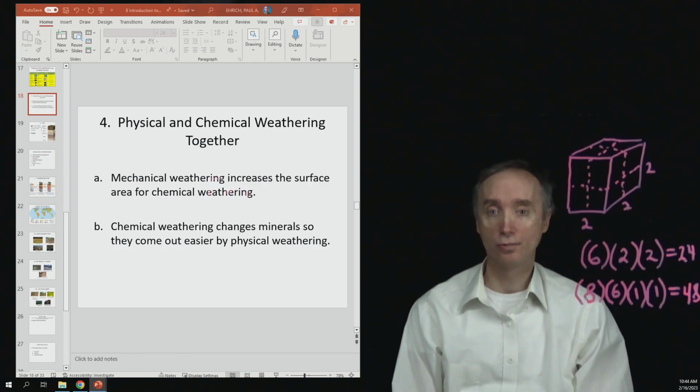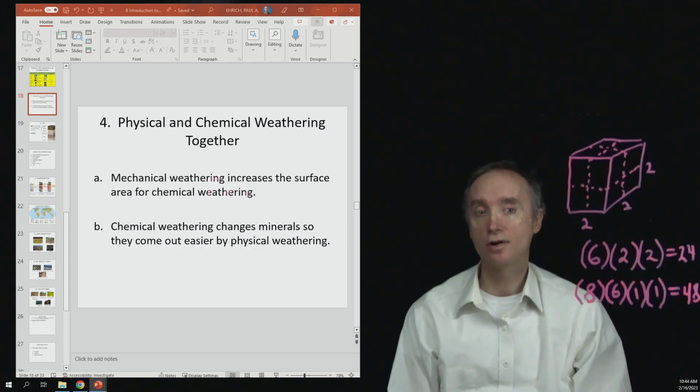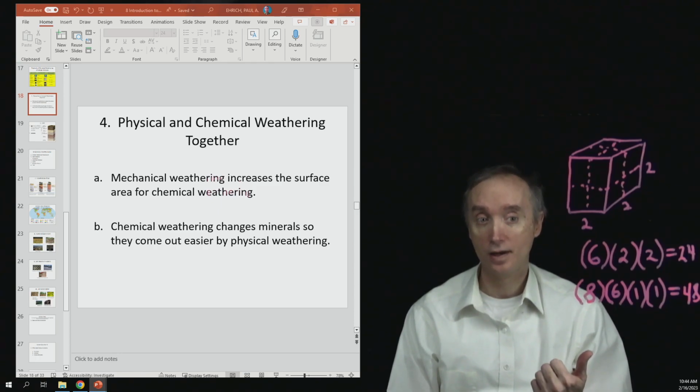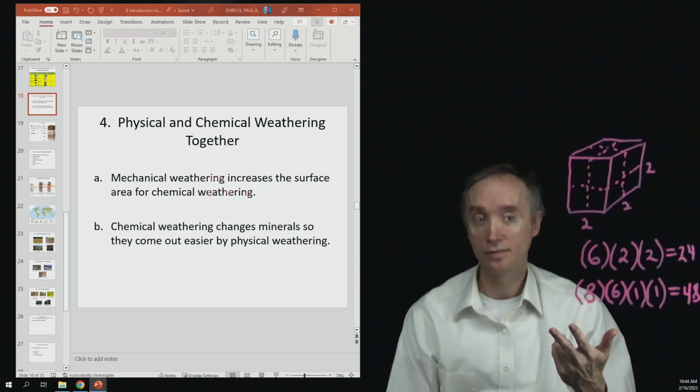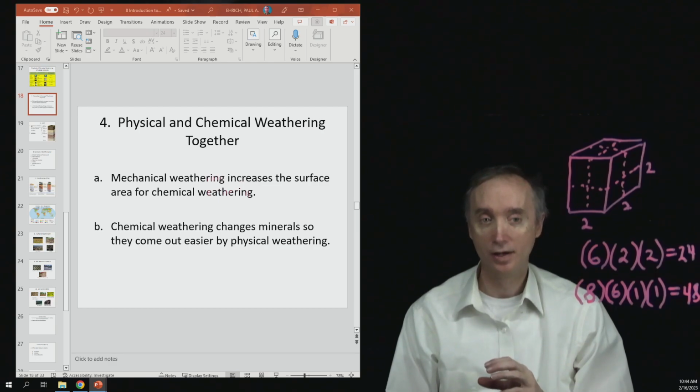Now what about the other way? So what does chemical weathering do to physical weathering? Okay, so let's say that you start off with a granite. So we know that a granite is going to have in it quartz, and it's going to have feldspar, and it's going to have some micas. All right, now we know what's going to happen to the quartz. Well, not much. So the quartz is very stable, and it's going to stay as a quartz.